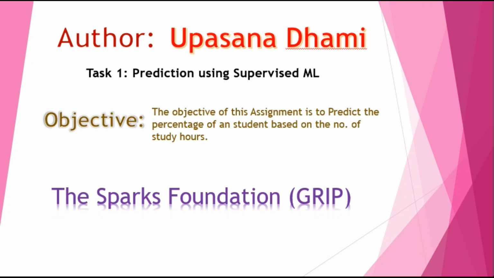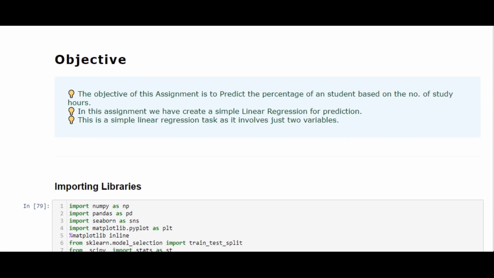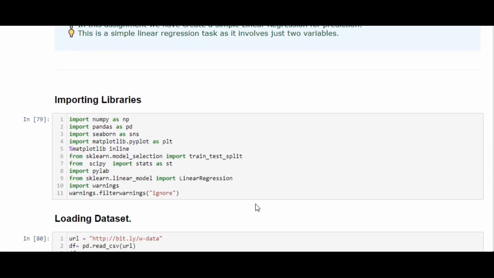I have been selected to the Spark Foundation internship program and this is my first task. The first task is all about predicting the percentage of a student based on the number of study hours. Here I have imported some libraries, that is NumPy, Pandas, Seaborn, Matplotlib, Sklearn and warnings. Warnings is basically to get rid of the warnings.